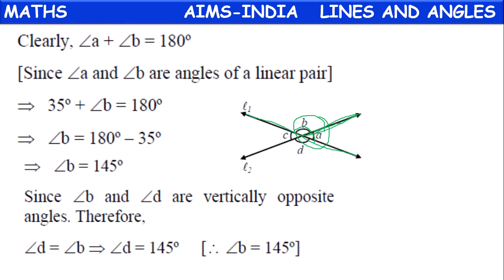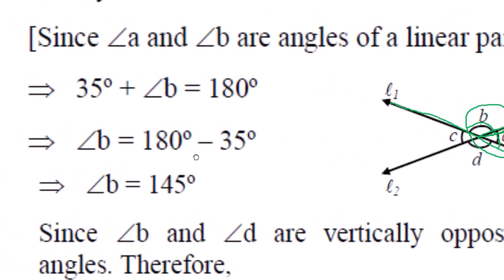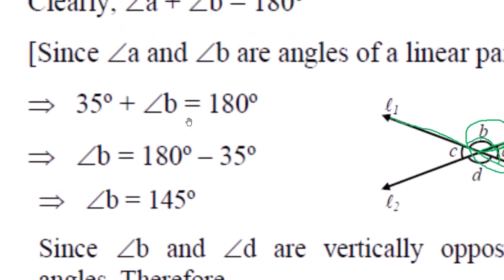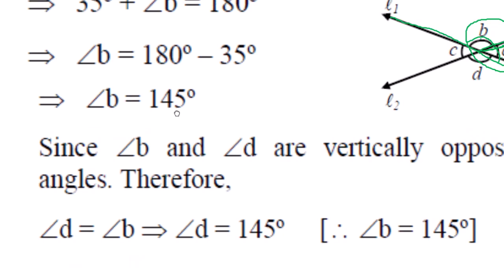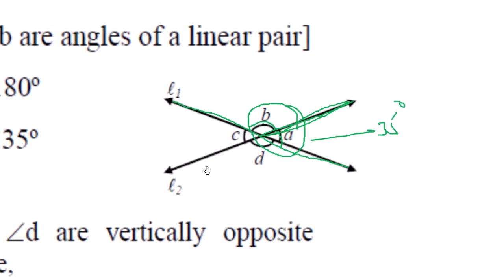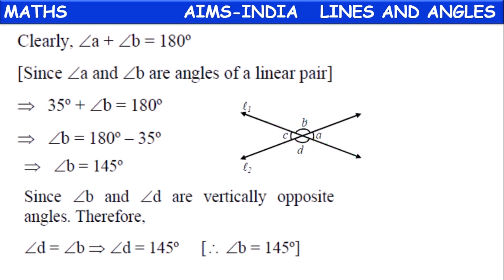So, A plus B equals 180 degrees, but the A value they have given is 35 degrees. So, what can we write? 35 plus B equals 180. B equals 180 minus 35, B equals 145. And one more thing: this B and D are vertically opposite. If B is 145, D also equals 145. Like that, B value 145, D value 145, C value 35.